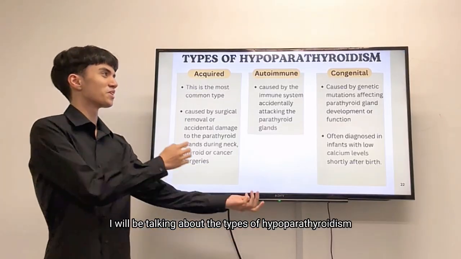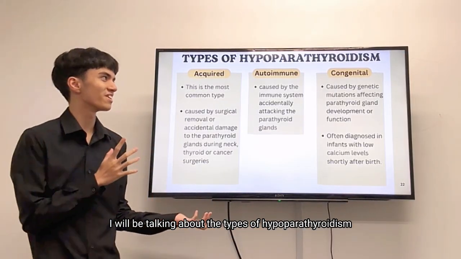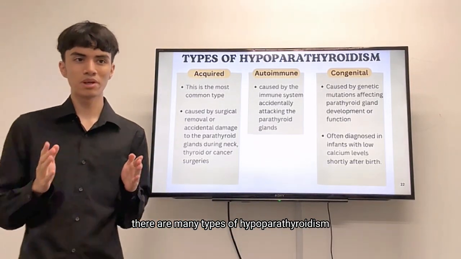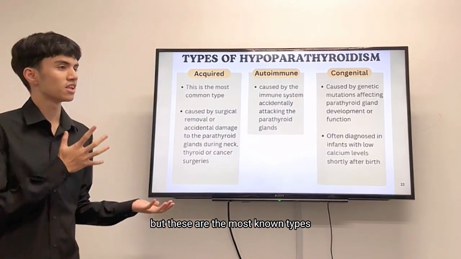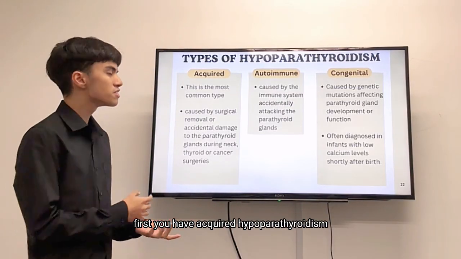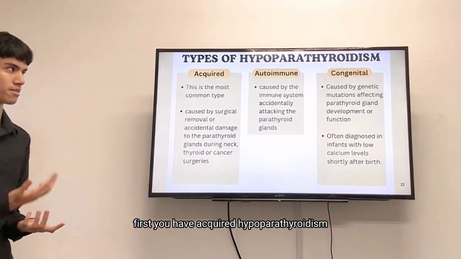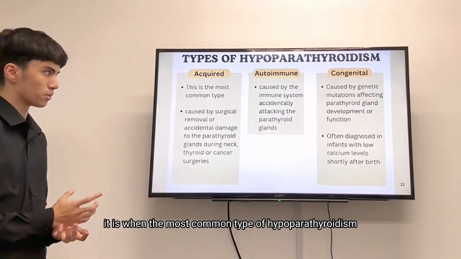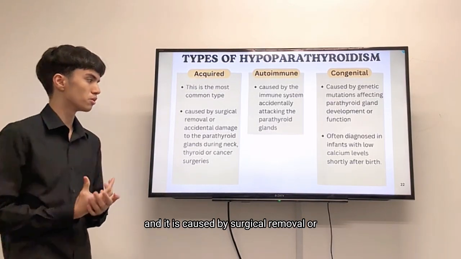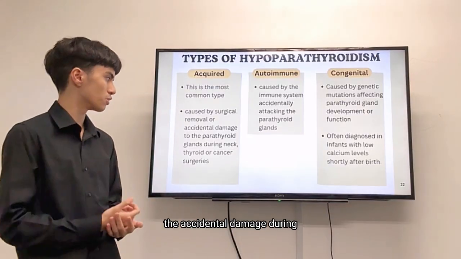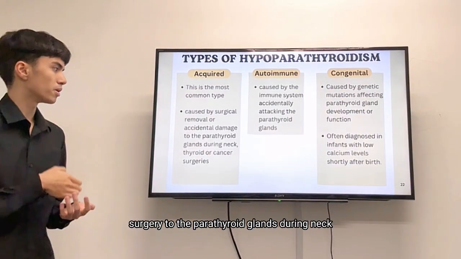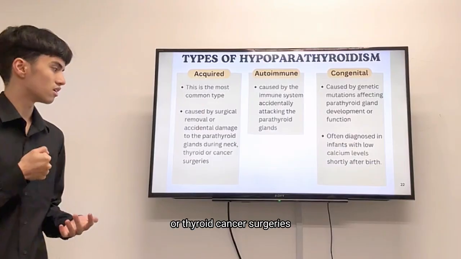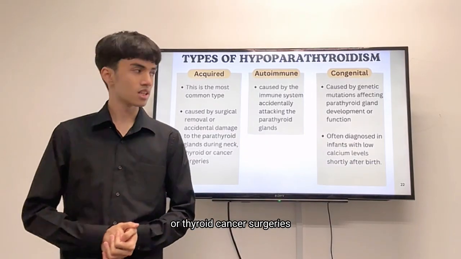So now I will be talking about the types of hypoparathyroidism. There are many types of hypoparathyroidism, but these are the most known types. First, we have acquired hypoparathyroidism. This is the most common type, and it is caused by surgical removal of, or accidental damage during surgery to, the parathyroid glands during neck or thyroid cancer surgeries.